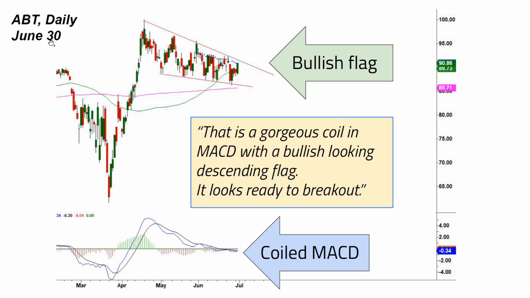Another setup, ABT daily, posted on June 30. Very same story, guys. Coiled MACD. Now you know how it looks, and look at that bullish flag. And you will see those bullish flags on my Coiling Setups many times. You see a very strong push higher.